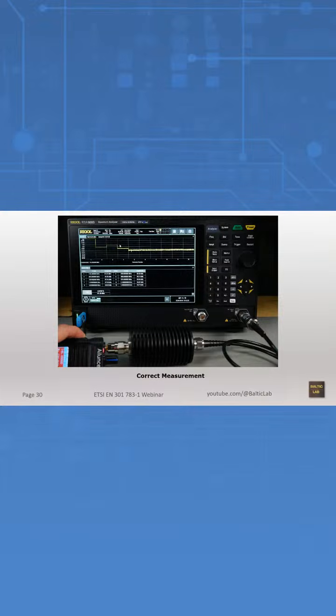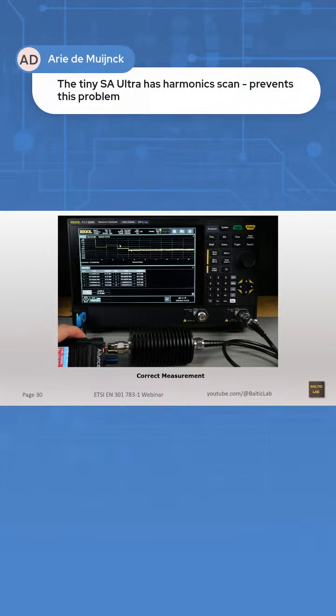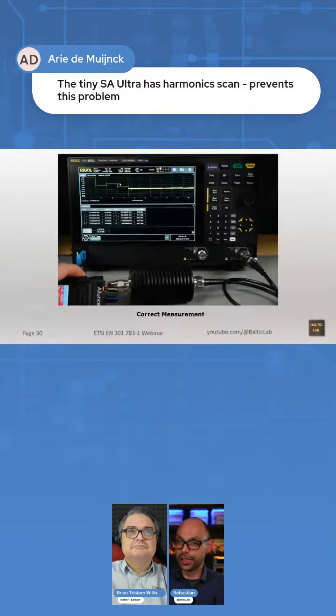Ari says that the Tiny SA Ultra has harmonic scan, which prevents this problem. Okay, cool. I suspected it, but now we know. So apparently the TinySA also has a harmonic scan. That is really good to know.